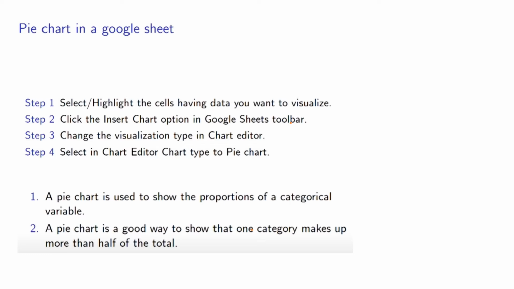A pie chart is used to show the proportions of a categorical variable. It shows how much of the whole each part is covering. A pie chart is a good way to show that one category makes up more than half of the total.